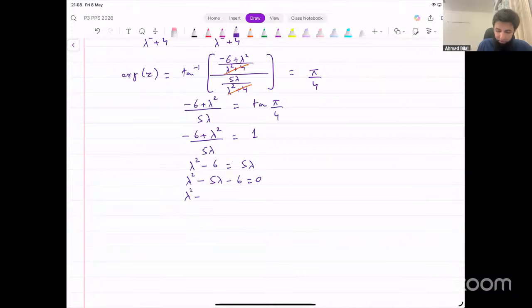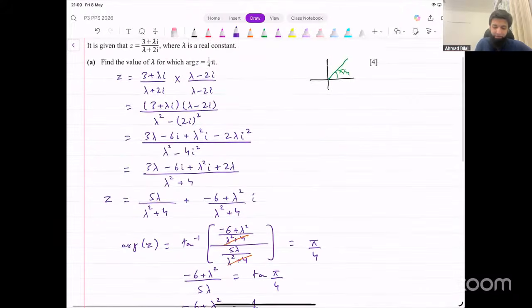Lambda squared, we can say there are two factors, lambda, 6 and 1, right? So minus 6 and plus 1. Lambda minus 6 and lambda plus 1. These will be the two factors that we get from this. And lambda is either equal to 6 or lambda is equal to -1. These are two values of lambda that we're getting.